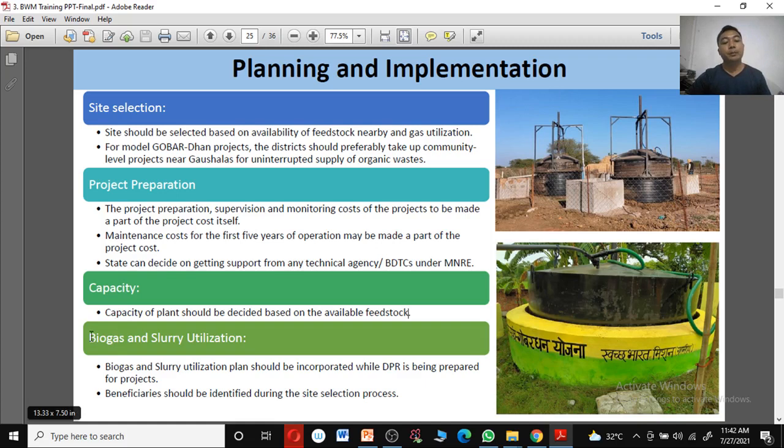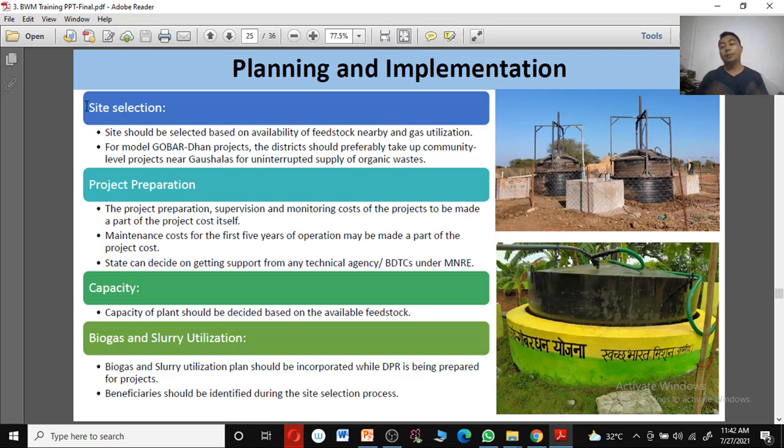Number 4 is biogas and slurry utilization. Biogas and slurry utilization plans should be incorporated with the DPR. The Detailed Project Report is being prepared for the project. Beneficiaries should be identified during the site selection process.